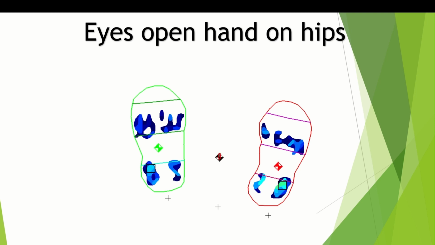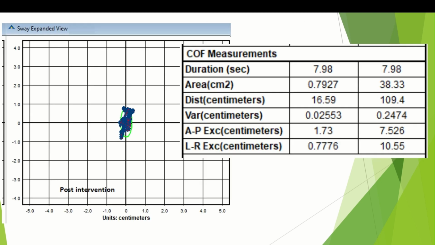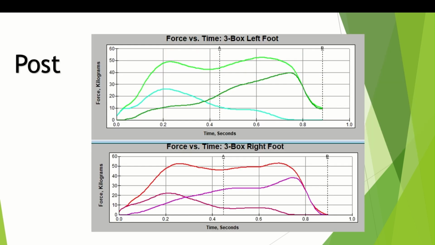Again, his eyes are open and hands on hips, and you can see how little he is swaying. Now, there is 5 minutes between that initial recording and this recording, so nothing else has been done, same footwear in fact. And you can see that the distance in centimetres has gone from 109.4 centimetres to 16.59. And as I said earlier, the healthy range is between 10 and 12 centimetres.